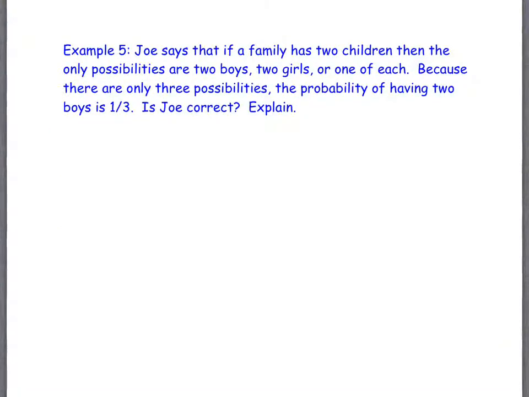All right, here's example 5. Joe says that if a family has 2 children, then their only possibilities are 2 boys, 2 girls, or 1 of each. Because there are only 3 possibilities, the probability of having 2 boys is 1/3. Is Joe correct? So we're going to draw a tree diagram to explain whether he is or is not correct.